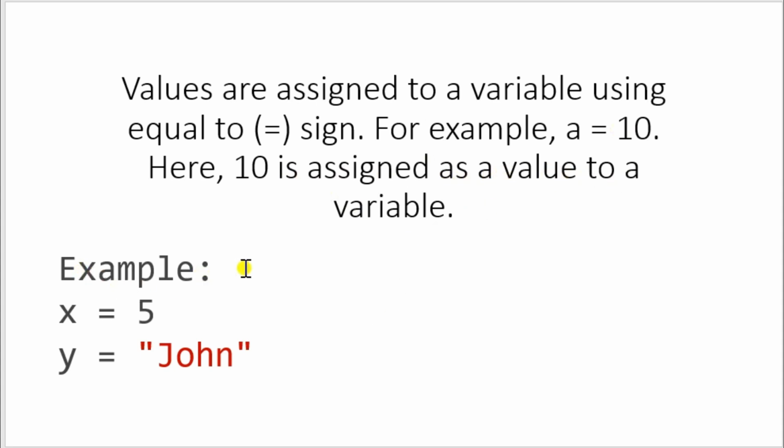Some more examples are given here. X is a variable here and 5 is a constant, or we can say value. Y is a variable here and John is a constant, or we can say value. The value can be alphanumeric, an alphabet, or a number. We have to assign these values into the memory location, that is, the variable.